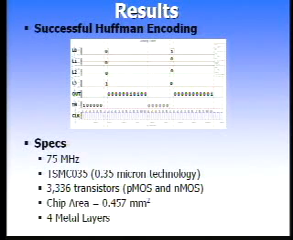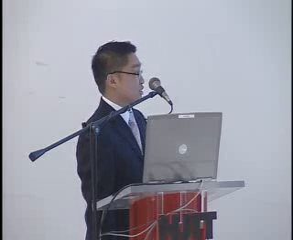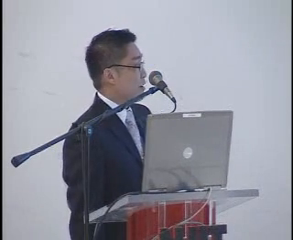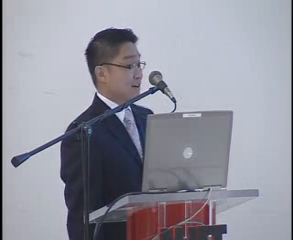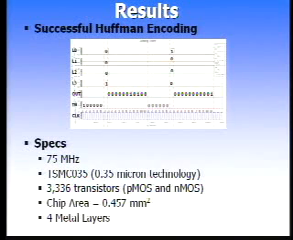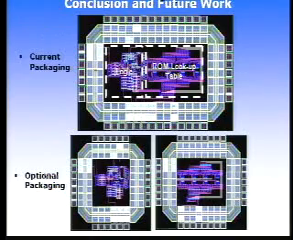The final specs of the chip: the transistor widths of the chip were optimized for a 75 megahertz clock speed. Also, we used a 0.35 micron technology, that's the TSMC035. The chip is made up of 3,336 transistors, both PMOS and NMOS. Also, the chip is relatively small at 0.457 millimeters squared. Finally, we were able to do this chip in only 4 metal layers.